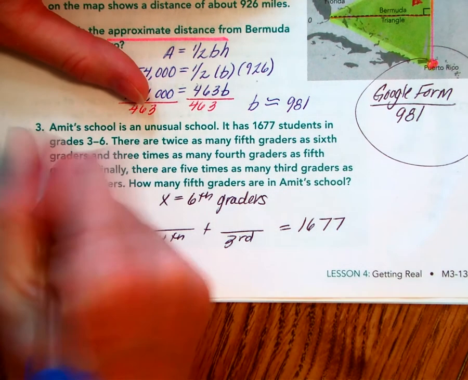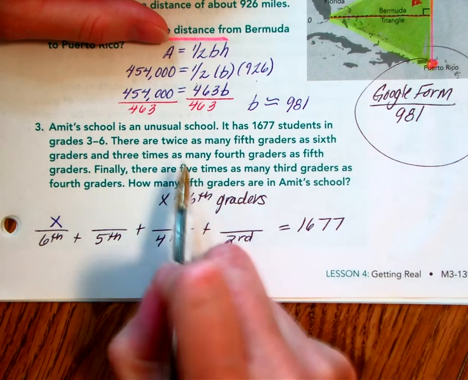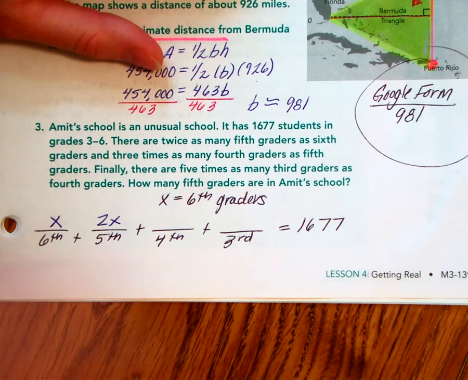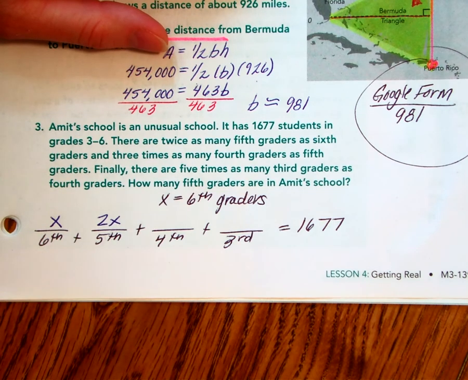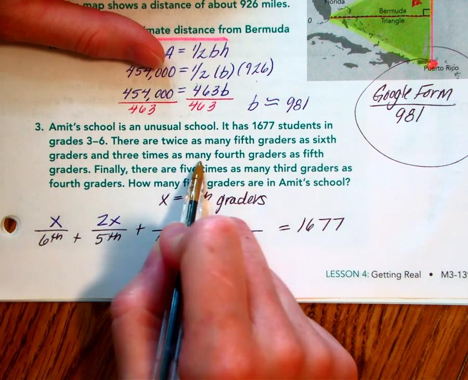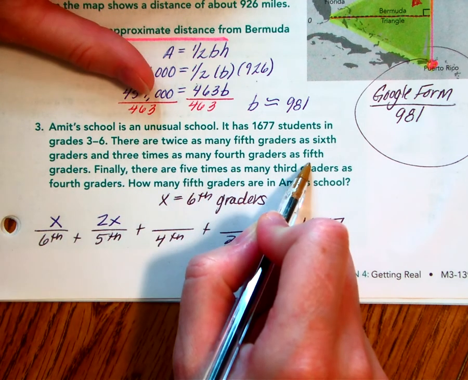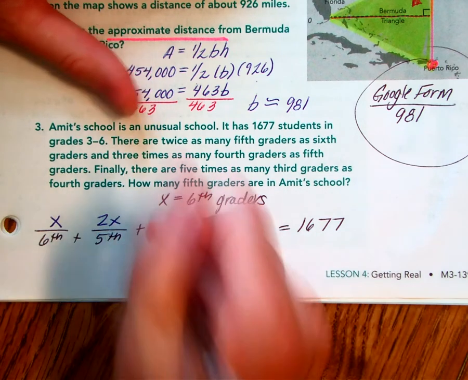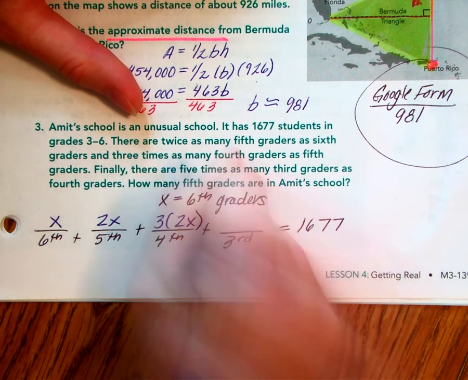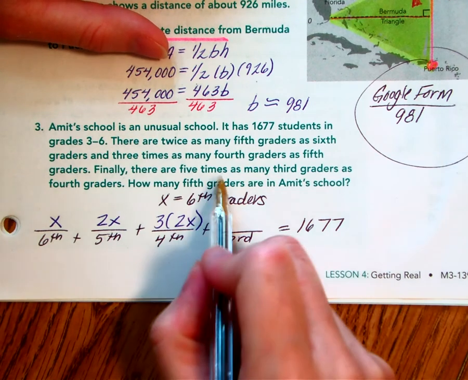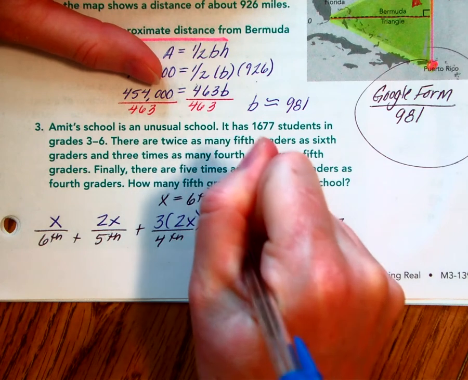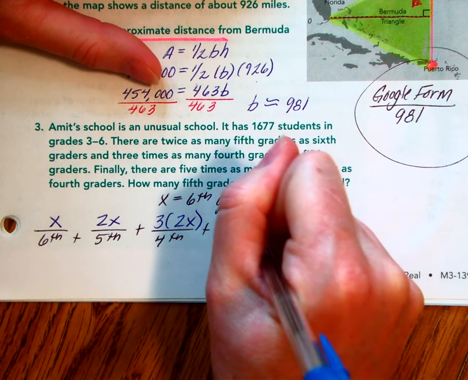Sixth graders are unchanged. They are just X. There are twice as many fifth graders as sixth graders, so there's 2X fifth graders. And there are 3 times as many fourth graders as fifth graders. So that is 3 times whatever the fifth graders are. There are 5 times as many third graders as fourth graders. So I am 5 times 3 times 2x.